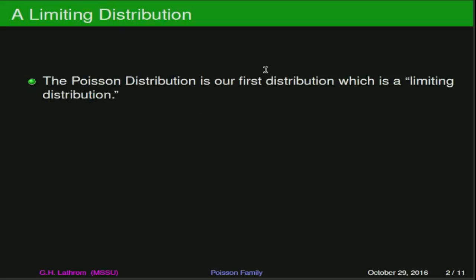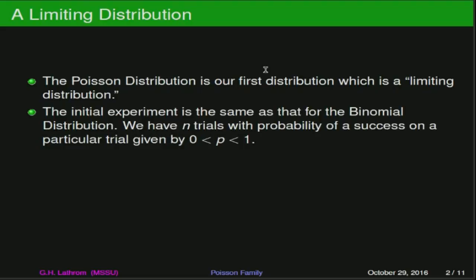So let's begin by talking a little bit about the motivation behind the family of distributions. The Poisson family is probably our first example of what we'll call a limiting distribution. That means we'll start with an initial experiment that's pretty much the same as the binomial distribution. We have n trials with only a possibility of success or failure on a particular trial. We'll assume that we've got n trials and that the probability of success on a particular trial is given by a real number p between 0 and 1.